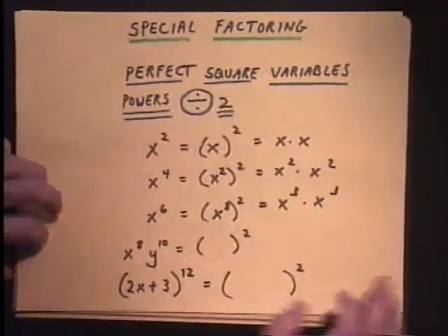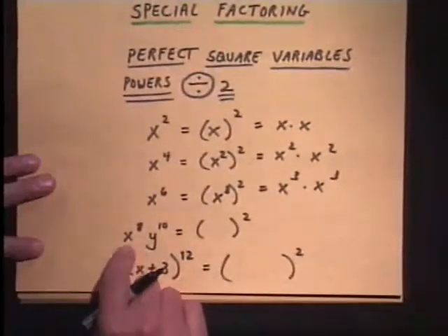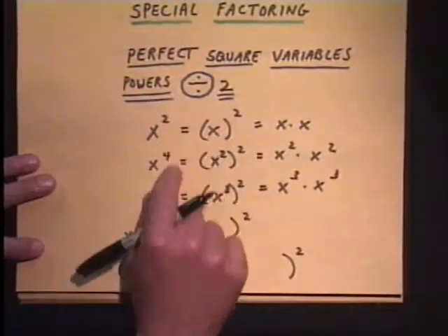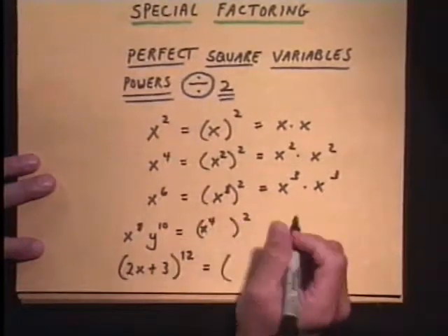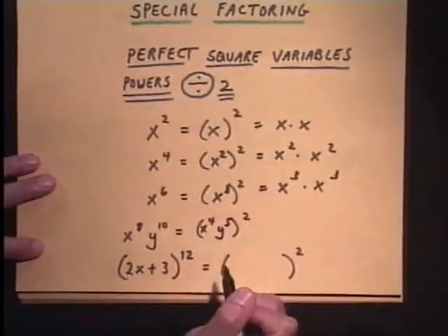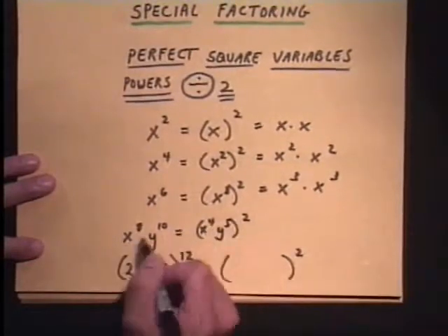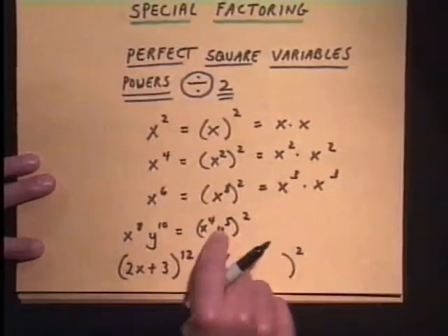Then I tried to throw you some real nasty ones. Oh, Young, why do you do this to me? X to the 8th, y to the 10th is what squared? Well, you'll see a pattern here happening down the line. Just take half, and you'll get x to the 4th, y to the 5th. So it's almost like dividing by 2 when you are looking for these magic numbers. And if I square that, I'll get what's in here.